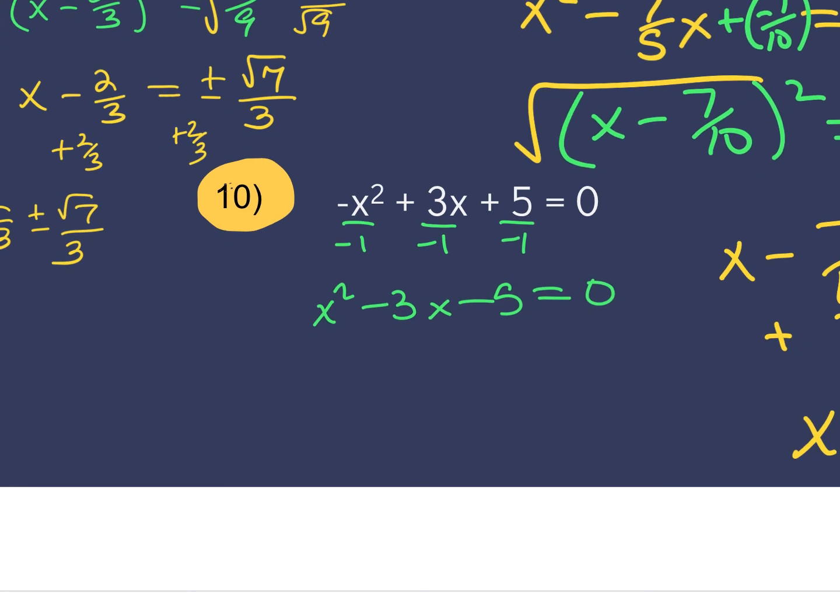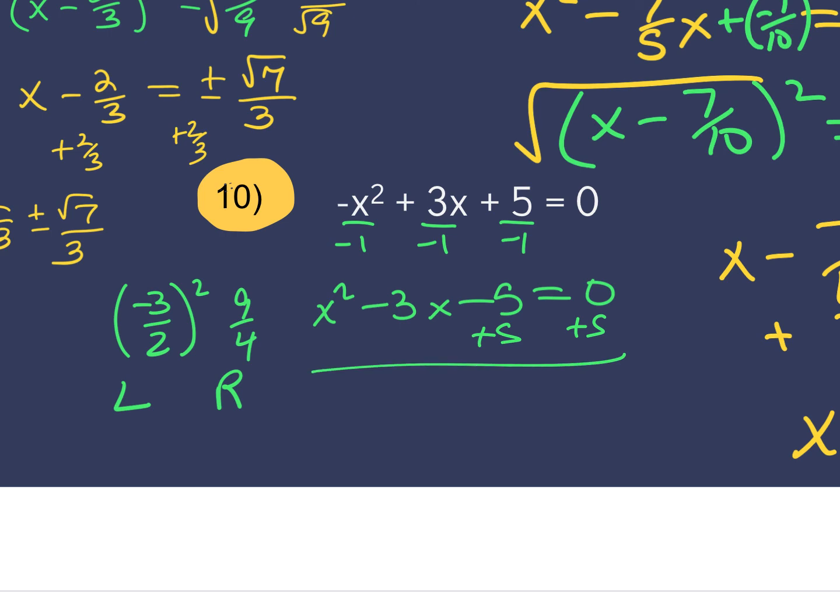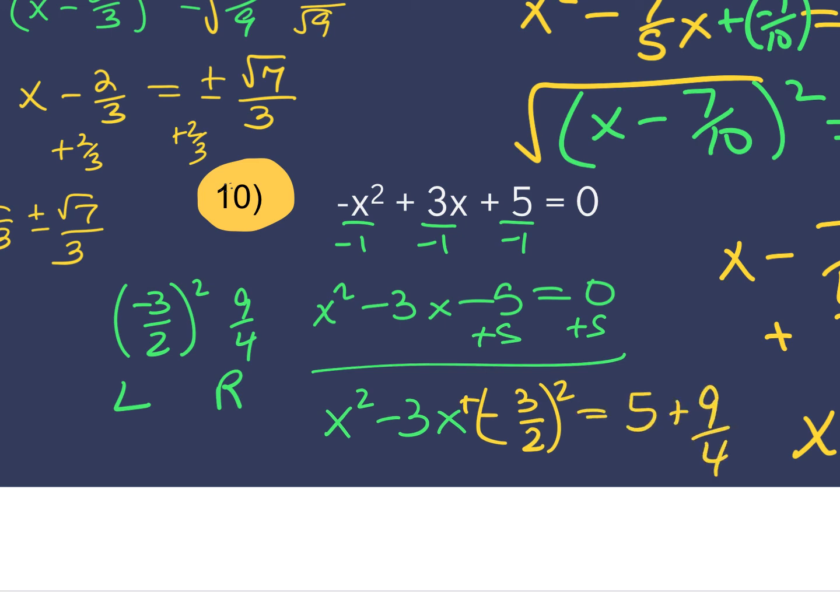Take the b term, divide it by 2. So negative 3, and I'm just going to leave it a fraction. I'm going to square it. I get 9 over 4. This is what I'm adding to the left. This is what I'm adding to the right. So x, oh, I got to move my constant too. Let me move that first. So add the 5. So x squared minus 3x, I'm filling in with the negative 3 over 2 squared equals 5 plus 9 over 4.